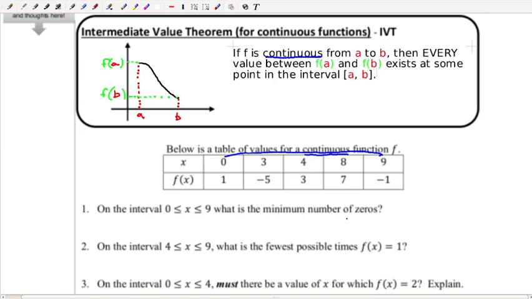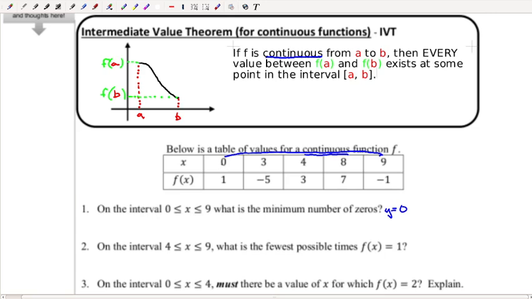What is the minimum number of zeros? Remember that a zero is when y equals 0, or when we're crossing the x-axis. So to figure that out, we've got to envision in our head what's going on in each of these intervals that we've got. So we're going all the way from 0 to 9, but we're going to look at them as we jump from one number to the next and see if we can figure out if y equals 0 is guaranteed to be on that interval.